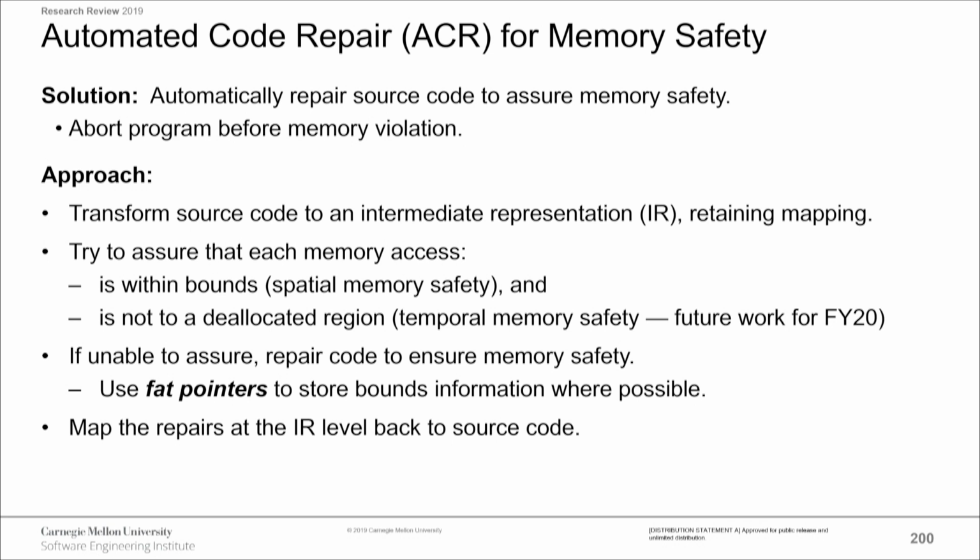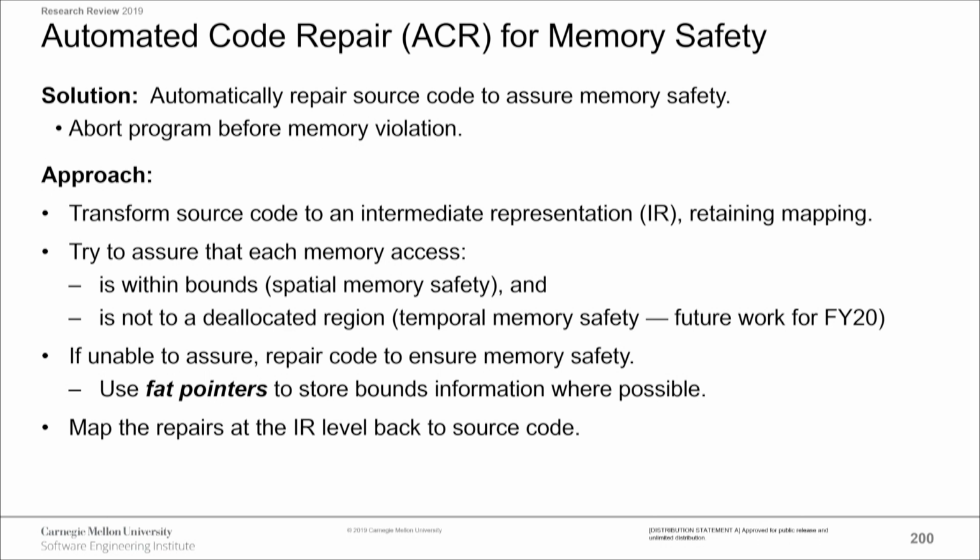What we propose is to automatically repair source code to assure memory safety. What we would do is insert code to check to see if the program is about to commit a memory violation and to abort the program when that's the case. And that would prevent attackers from exploiting the program. In our approach, we transform the source code first to an intermediate representation, and we retain the mapping from the IR back to the original source code.